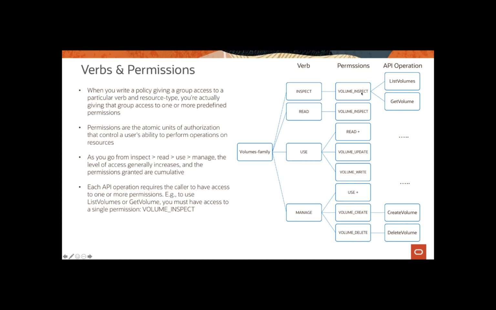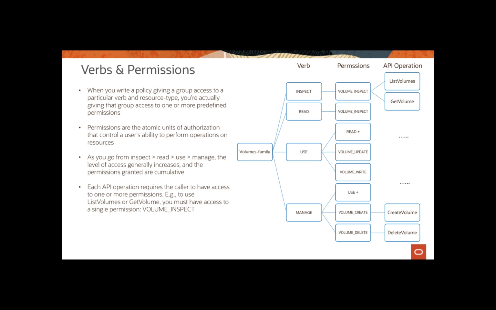Certain permissions give access to more than one API operation. In this case, volume inspect gives get volume and list volume API operation authorization to your end user. So what the verbs are essentially helping you with is, rather than writing all the permission names for all the resources, you now just have to remember the verbs. Just a combination of verb and the resource type is going to give you all the permissions you need for the API operation. Just makes it easier for you.